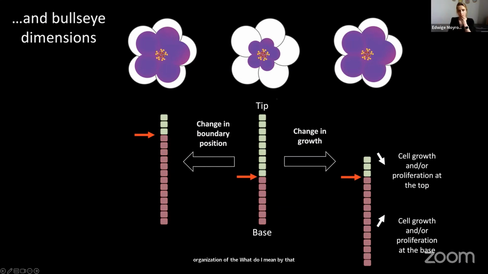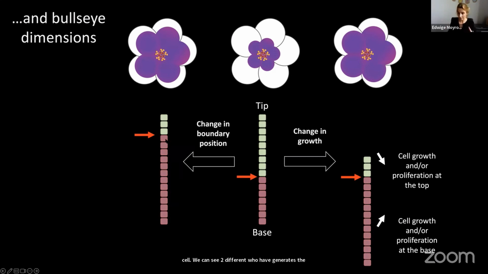So you can imagine that we found actually there is probably more than one mechanism to generate petals with various dimensions. For instance, let's imagine that you have a line of cells that go from the base of the petal to the tip. To specify the proportion of the bullseye, you need to do two things. You need to specify the boundary during development, the position of the boundary, so that the cells that are below this boundary will develop the characteristic of the basal cell, and the cells that are above this boundary will differentiate into top cell.